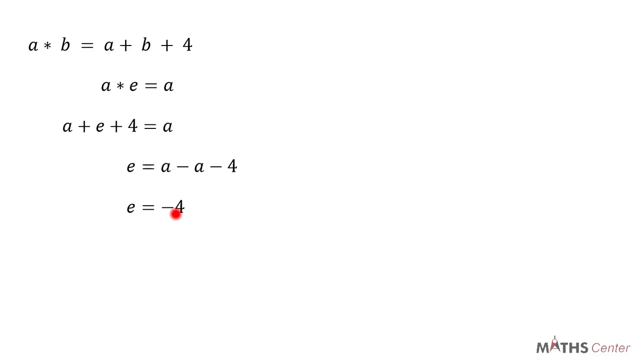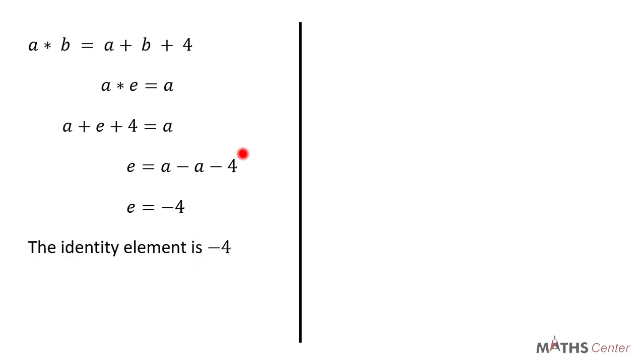So E will be equal to negative 4. So it means that the identity element for this particular binary operation is negative 4. The question said that we should find the inverse for a real number x. We know that if E is the identity element, then x star x inverse will give us E. With this, we can find the inverse of a real number x, which is x inverse.